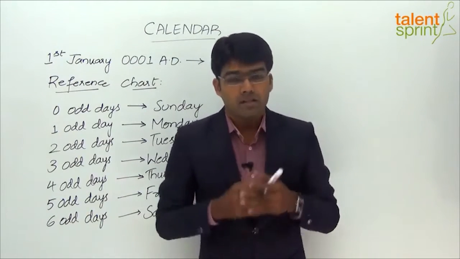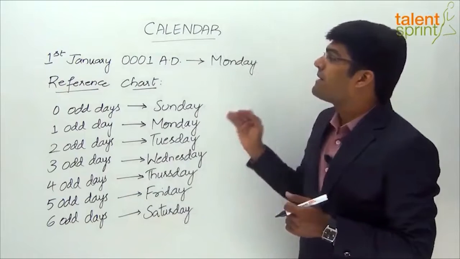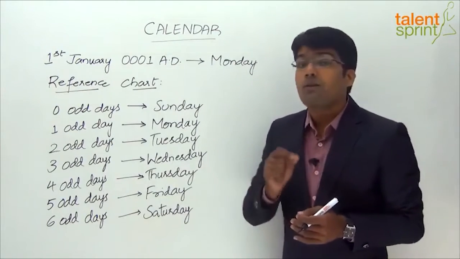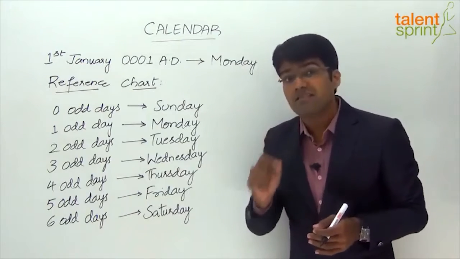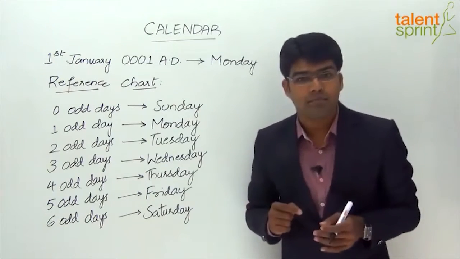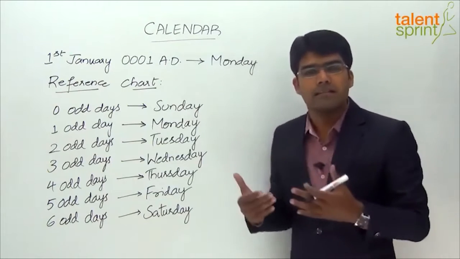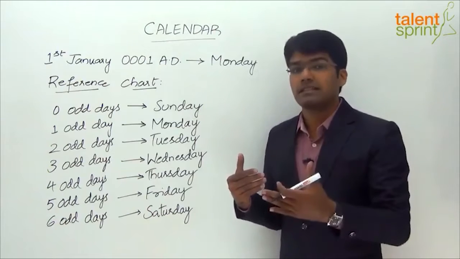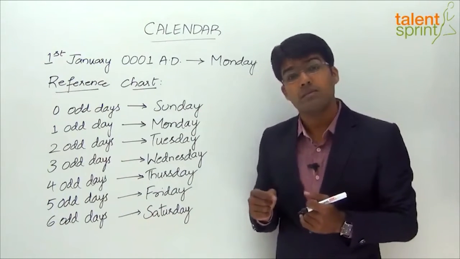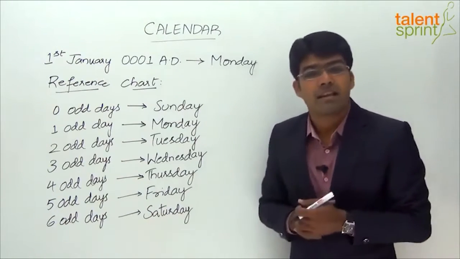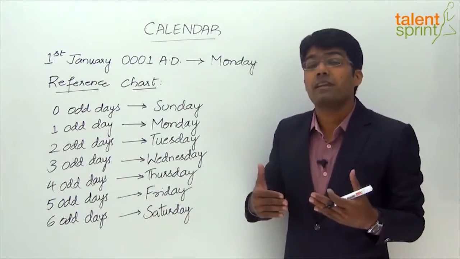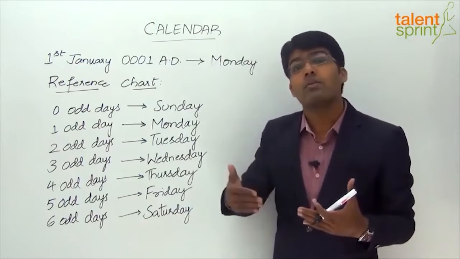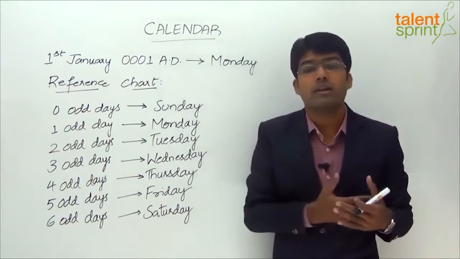Now the point to be noted here is that 1st January 0001 AD, that is 1st January of the first year, was a Monday. We are now in the era of AD, 2014 AD. So the 1st January of the very first year was a Monday, which means a day before that was Sunday. Now you might be wondering, how come we have something before the first day of the first year? Well, that was the period of BC. Now we are into AD.